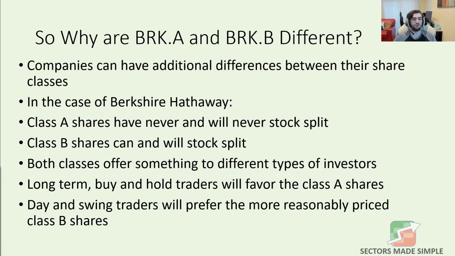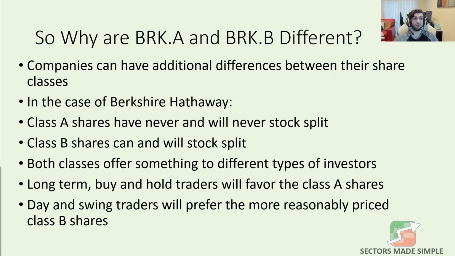Whereas the B class shares are targeted more towards the average retail investor or the day and swing trading investors that want something more reasonably priced. They're not going to throw $500,000 into one share of a company, but they might throw $600 into two shares of a company. So to them, buying a couple of shares of Berkshire Hathaway B class still gives you access to Berkshire Hathaway. You still get to be part of Berkshire Hathaway's stuff, but it's not $484,000 per share.